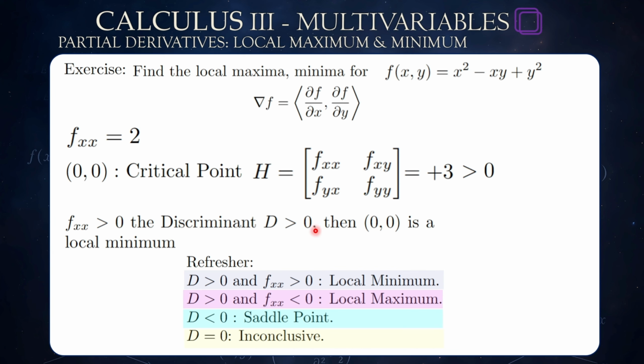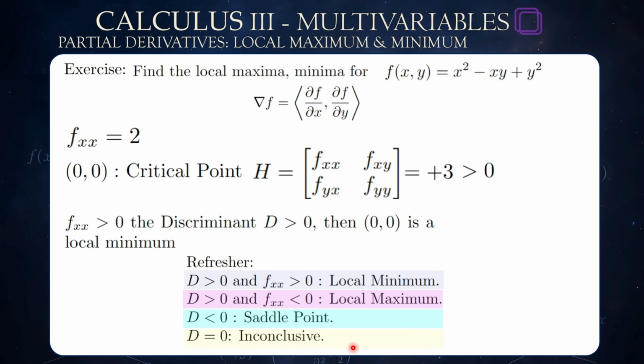Here's a refresher on how we analyze what a point is. If D, which is the discriminant of the Hessian matrix, is greater than 0, and the second derivative over x, which is fxx, is greater than 0, you have a local minimum. If D is greater than 0 and fxx is less than 0, you have a local maximum. The concavity is going downward. If D is less than 0, then you have a saddle point, meaning you have a leveled curvature. There's no up or down. If D equals 0, then the test is inconclusive.